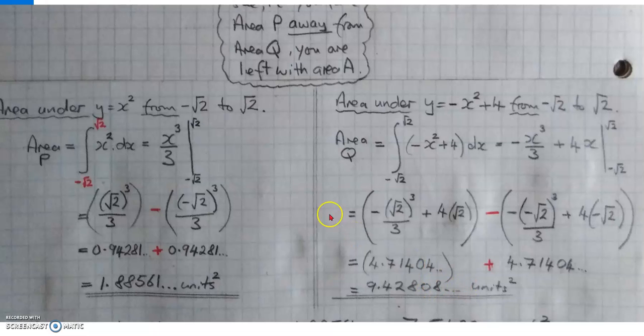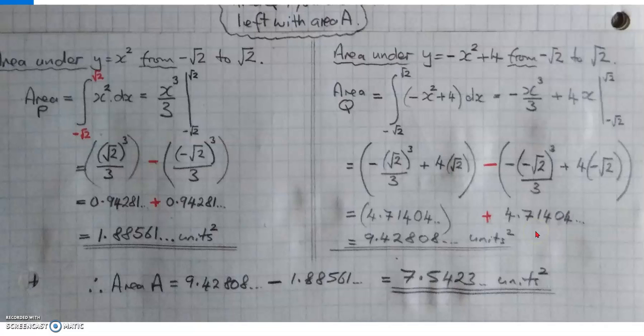Now, as we said before, the area that we want, the area A, must be the area of Q minus the area of P. And that's exactly what we do here. The final area that we're after, the area of overlap between those two parabolas, is 7.5423. Those little dots there mean it does go on forever, so I've written it to 4 decimal places, which is quite accurate. Okay.